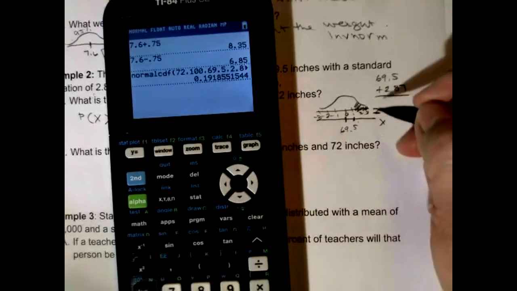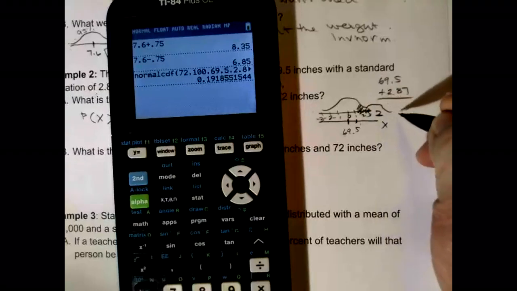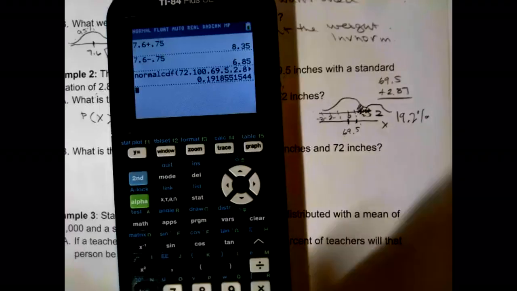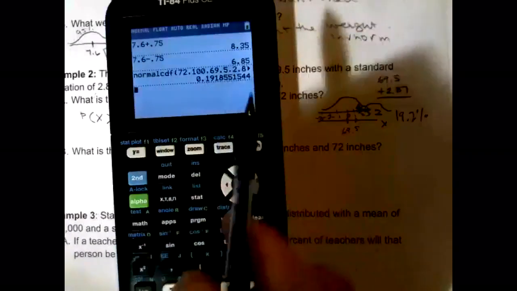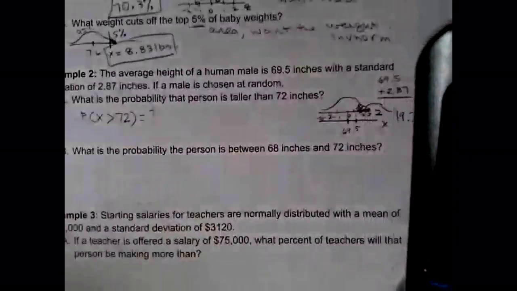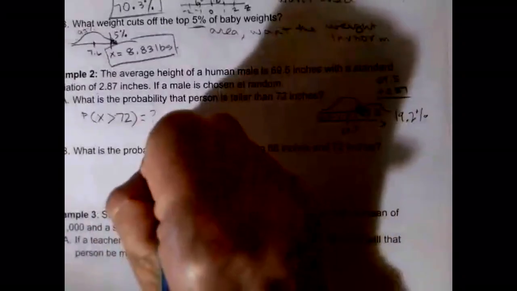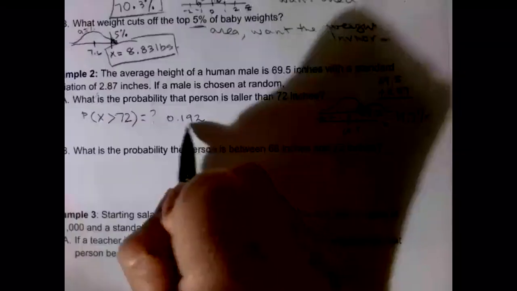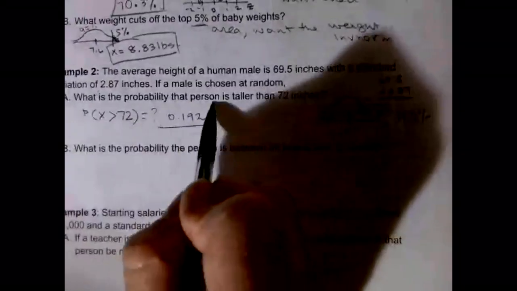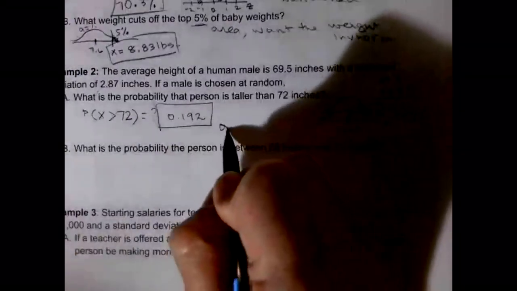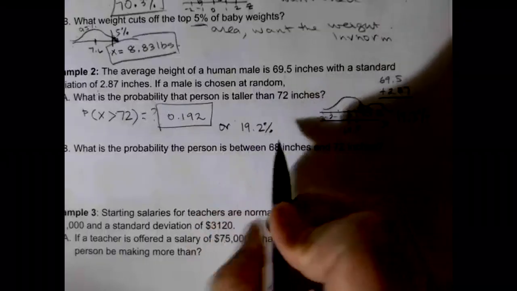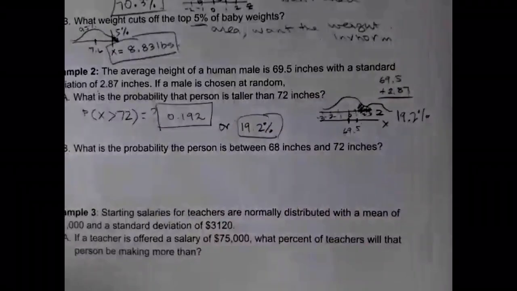So the probability that an individual person is greater than 72 inches is 19.2%, right? So 0.1918, 0.192 if I round. This is an okay way to leave your answer as that decimal, or you can change it into a percent like I did. But if you do that, make sure you have your percent symbol, 19.2%.